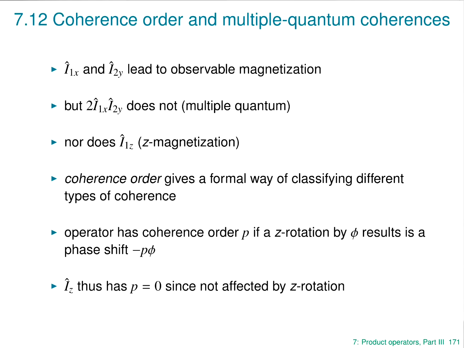Now, you can already see an example which has coherence order 0, and that would be IZ. Because we've said if you take an operator IZ and you rotate it about Z, nothing happens. So that means that the phase that it acquires is 0. And that means it must have coherence order p equals 0. So IZ has coherence order 0 because it doesn't respond to a Z rotation.